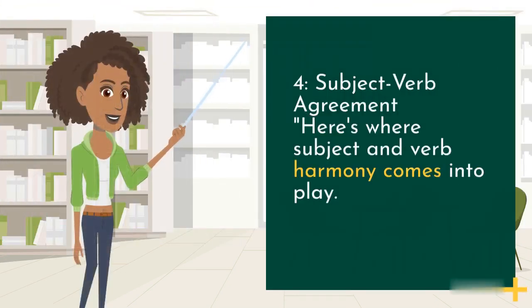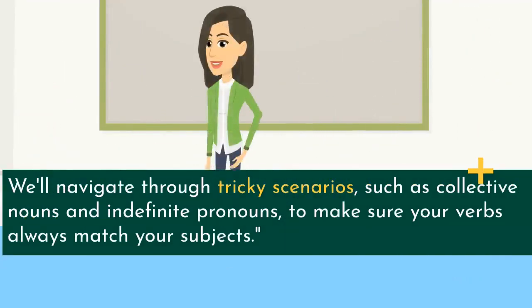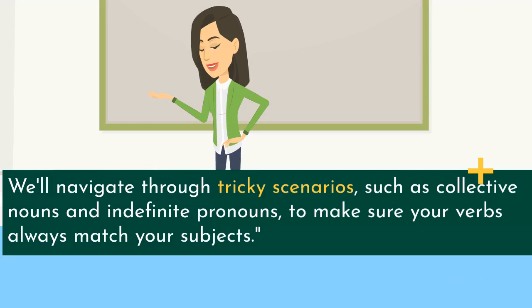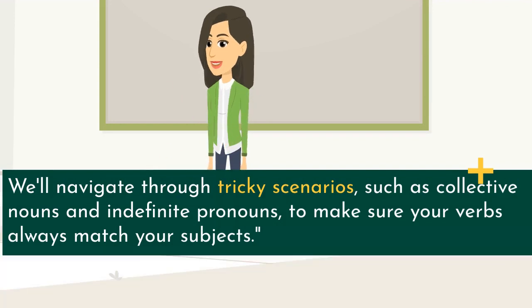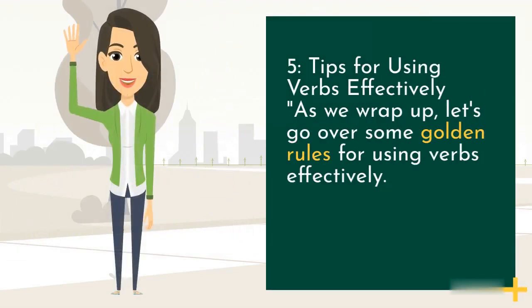4. Subject-Verb Agreement. Here's where subject and verb harmony comes into play. A solitary subject necessitates an individual verb, whereas a subject in the plural demands a corresponding plural verb. We'll navigate through tricky scenarios, such as collective nouns and indefinite pronouns, to make sure your verbs always match your subjects.